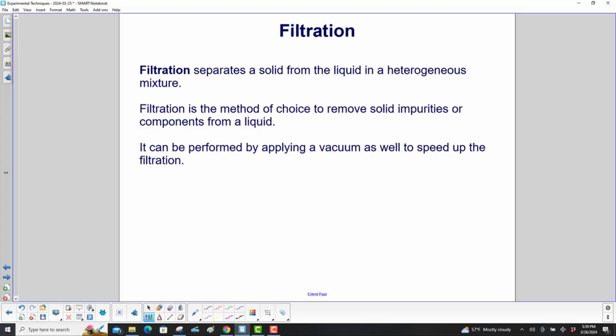Filtration separates a solid from the liquid in a heterogeneous mixture. Filtration is the method of choice to remove solid impurities or components from a liquid. It can be performed by applying a vacuum as well to speed up the filtration.